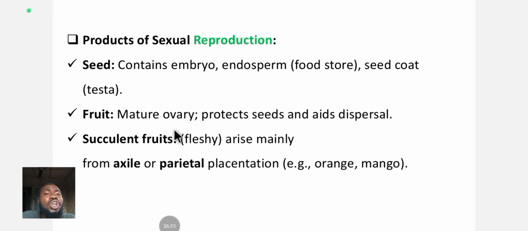Alright, so the fruit is a mature ovary that protects the seed and aids in dispersal. What is dispersal? The spread of the fruit, or the spread of the seed. As you are spreading the fruit, you are spreading the seed. Okay, let me give you an example. When squirrels carry fruits, they eat them and carry the kernel to another place. Or when rabbits carry kernels from a far place, they go to a hole and drop them. That's how it spreads from there. The place where the rabbit drops the kernel, it germinates and starts to grow.